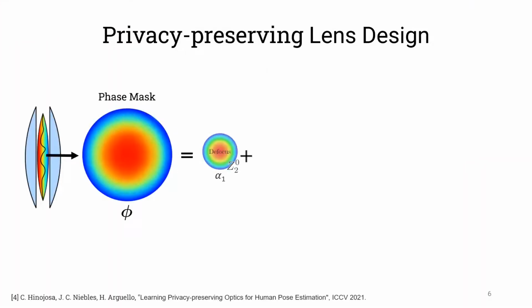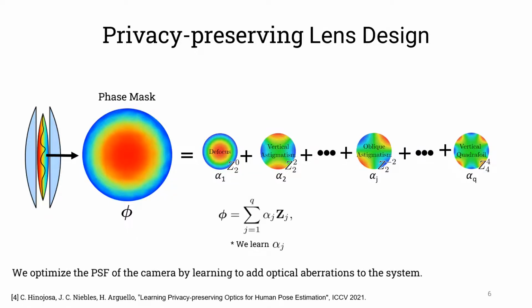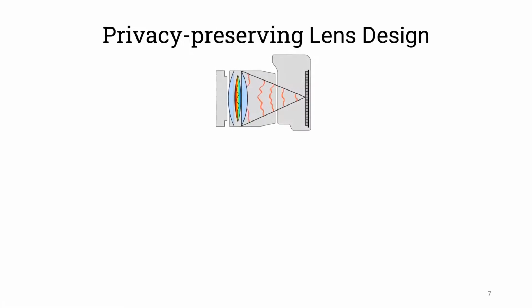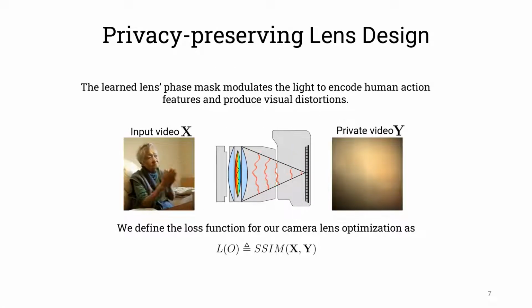Our optical component consists of a camera with two thin convex lenses and a face mask between them. We parameterize the face mask with Zernike polynomials, where each polynomial describes a wavefront aberration. During the optimization, we learn the coefficients alpha. The face mask we learn modulates the light to encode human action features and produce visual distortions.